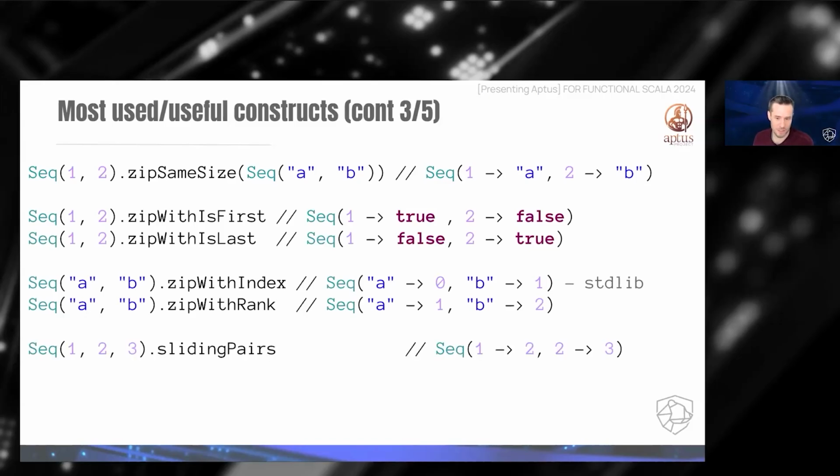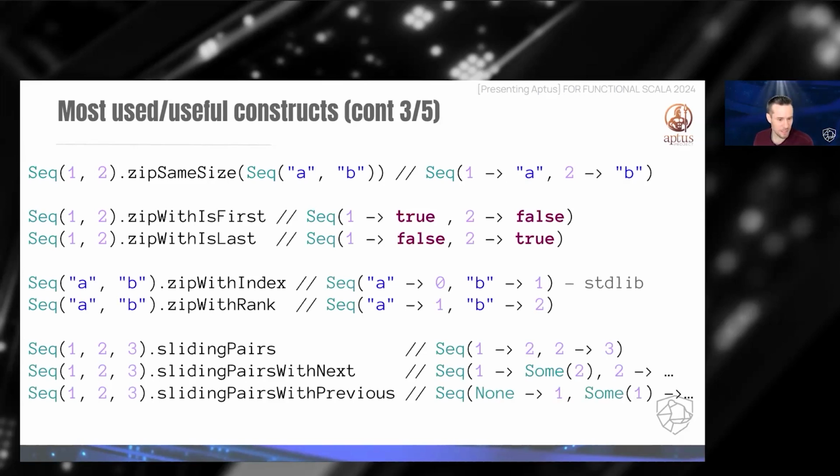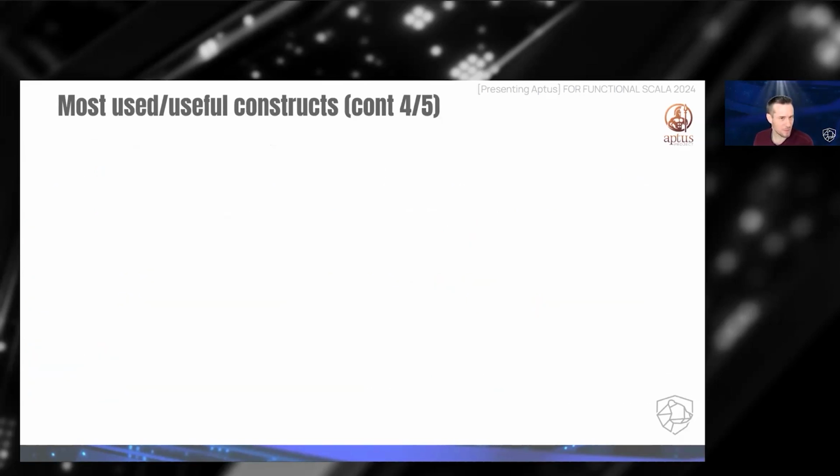Sliding pair, which is very convenient whenever you're looking at transitions. For instance, if you have a set of notes, a set of chords, and you want to see how they transition from one to the other. So I use that one extensively as well. Sliding pairs with next, which gives you an option. That way, if you only have a collection of one element, you'll still get something. And likewise with previous.